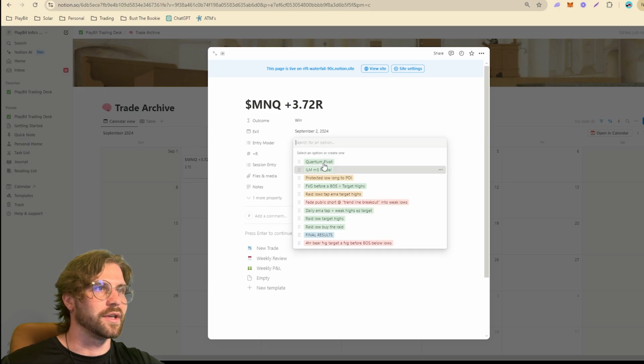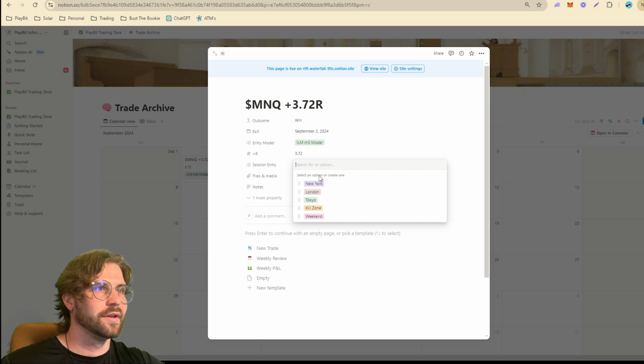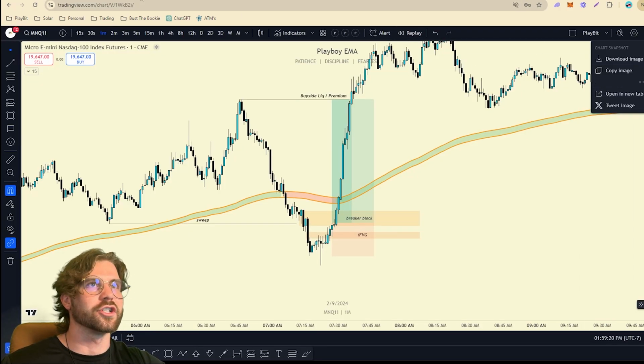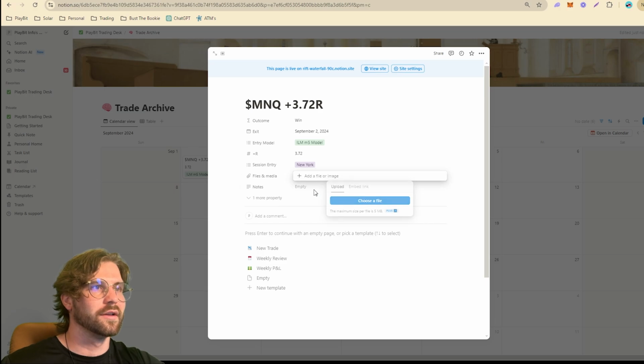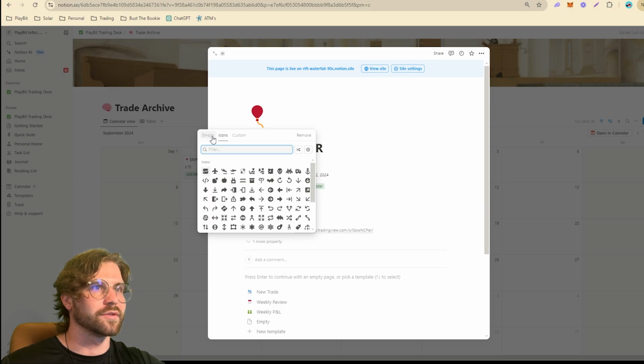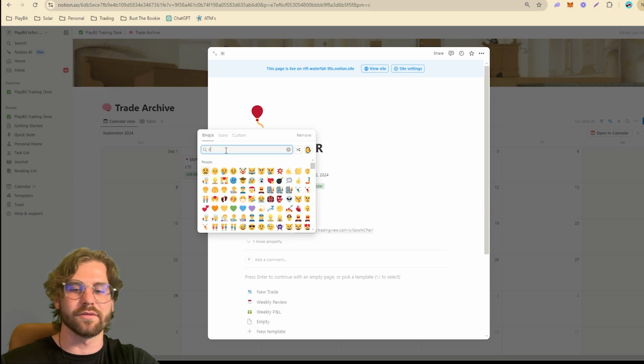Entry model will be ILM M5. Session entry was during New York. And then we will do a file entry, or you can put in the notes. The notes I'd prefer for you guys just do the links, because you can share it with people and have them audit it. So notes, we'll put the TradingView link in there. We'll add an icon, which will be, generally I just use the check mark.